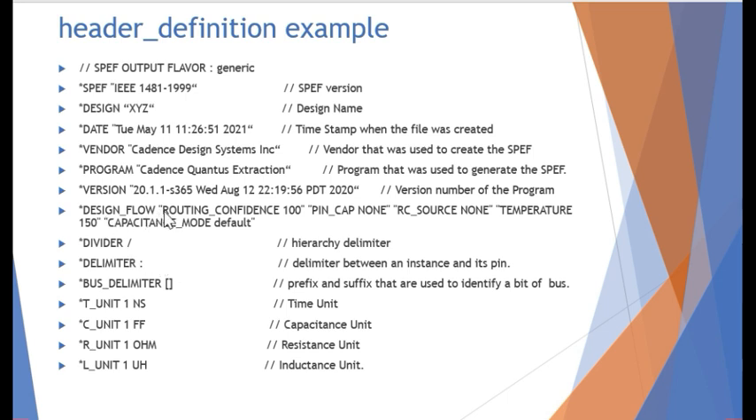This design flow specifies at what stage the spef file was created, and this tells us the information about the spef file which cannot be derived by reading the spef file. So for example, here routing confidence 100 means that this spef file was generated at the stage where routing confidence is 100. It means that the final cell placement was completed, final routing was also completed. So at that time this spef file was generated.